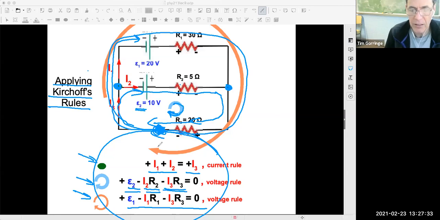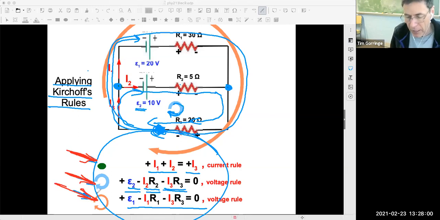And it's basically these two rules. Think of a node, current flowing in must be the current flowing out. That's this, the first equation that we came up with here. And then think about loops. The voltage changes around a loop must add up to 0 if you complete the loop. That's the second equation and the third equation here.